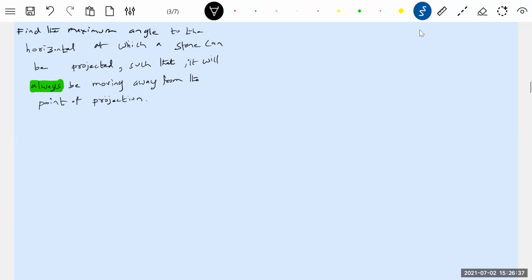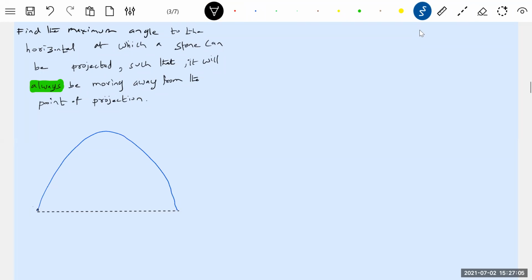For first, what is that angle? Always be moving. Okay, let's do one thing. Let's have first our projectile motion. Please do make observation. Later on I'll try to explain still more better with the diagrams.